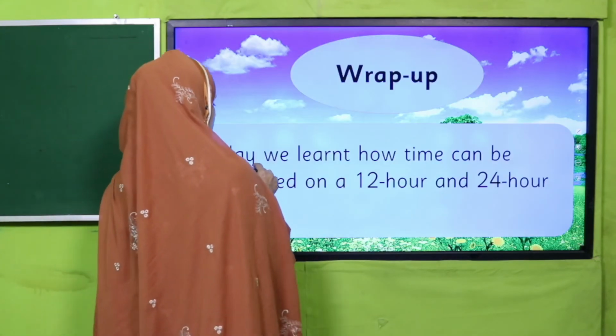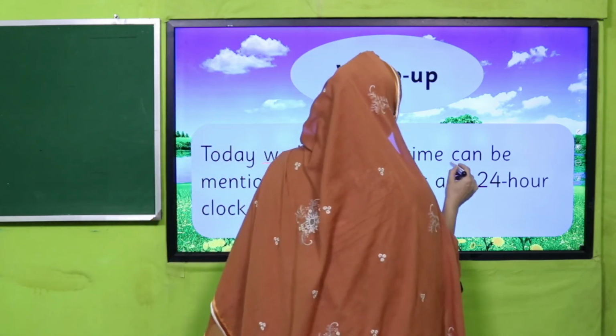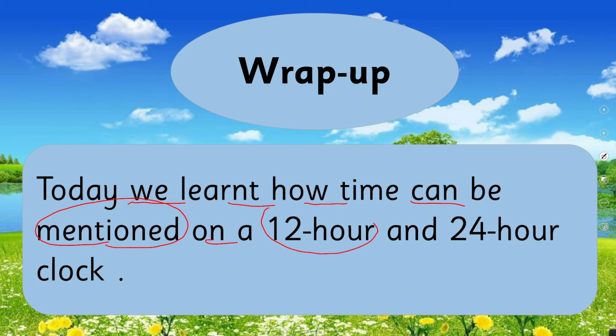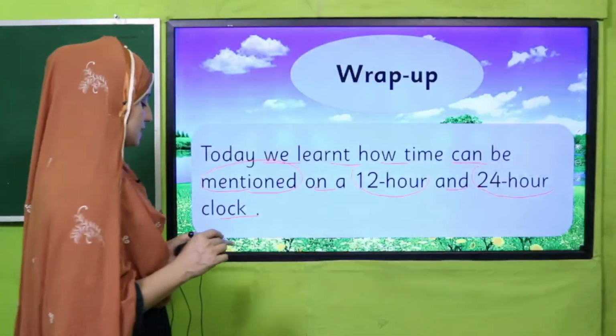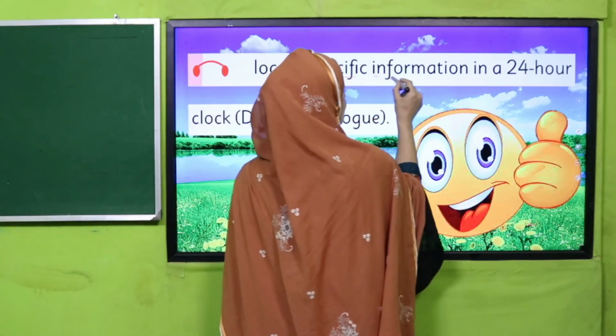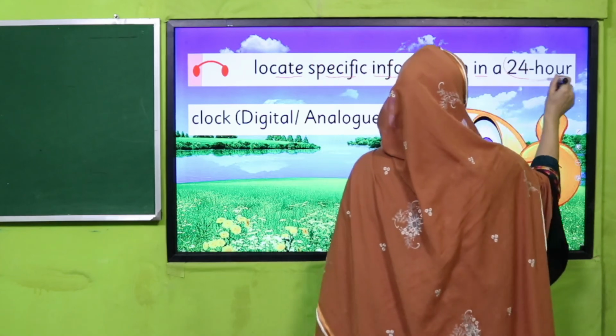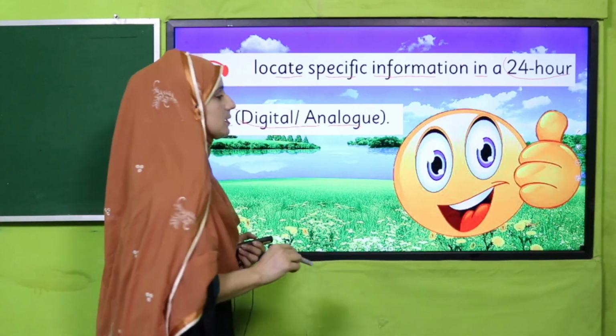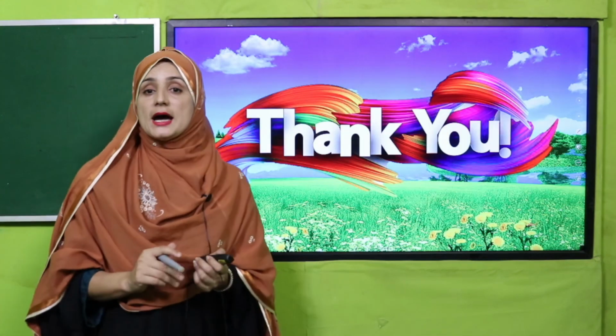What have we learned today? Today we learned how time can be mentioned on a 12-hour and 24-hour clock. In this way, we have covered our SLO: locate specific information in a 24-hour clock, digital or analog. Yes, and we have done it.